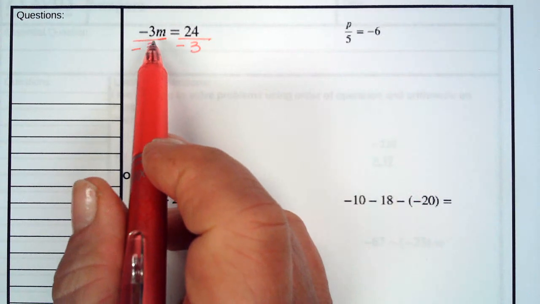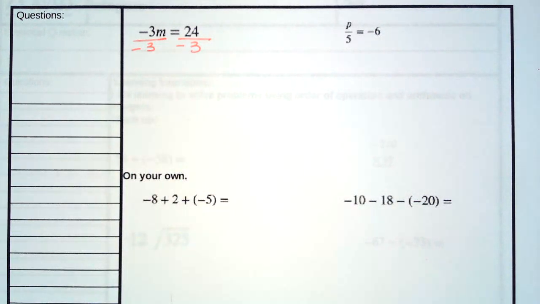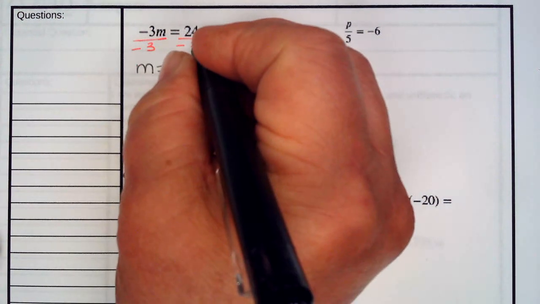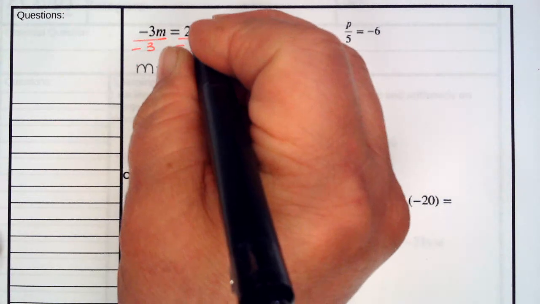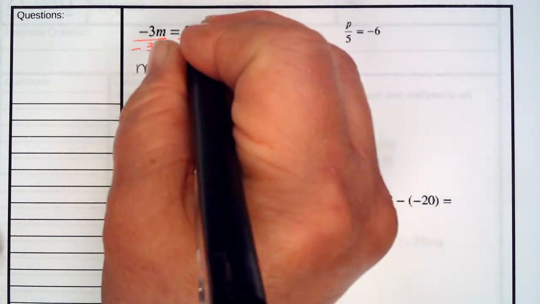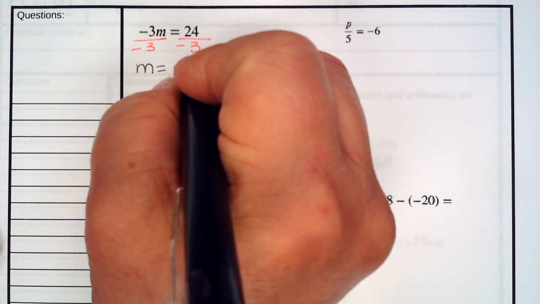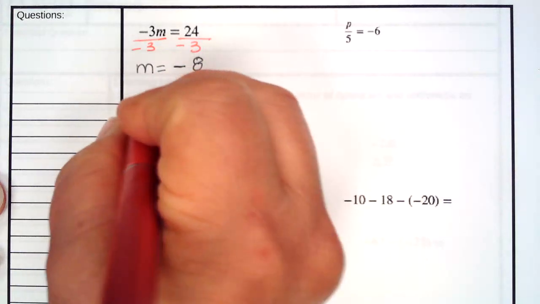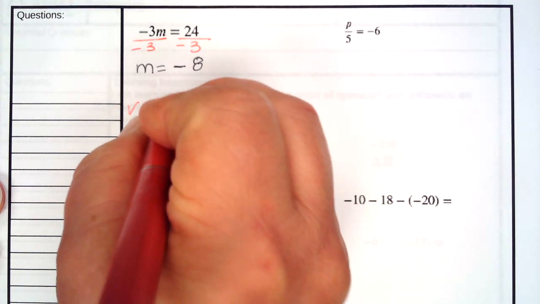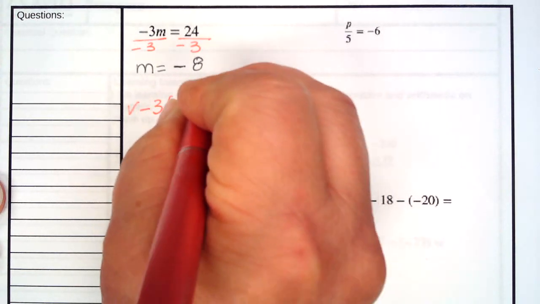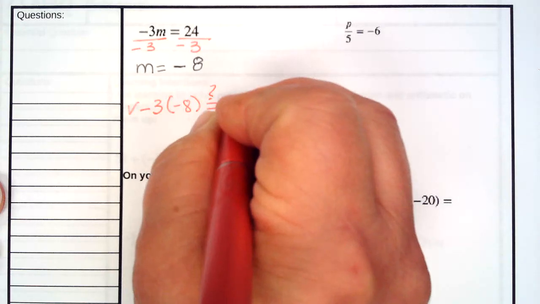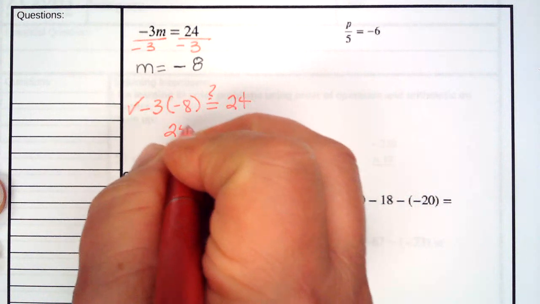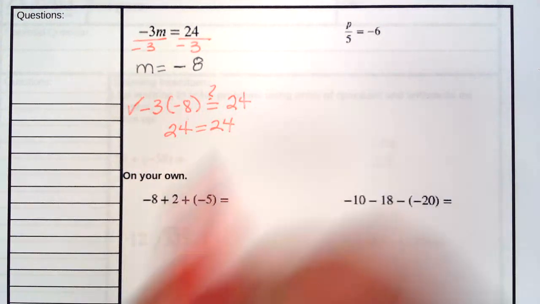Okay, negative 3 divided by negative 3 is 1, and m is equal to 24 divided by negative 3. Positive divided by negative is a negative. 24 divided by 3 would be 8. If I wanted to check, negative 3 times negative 8, is that equal to positive 24? Negative times negative is a positive. 24 is equal to 24, and we're done.